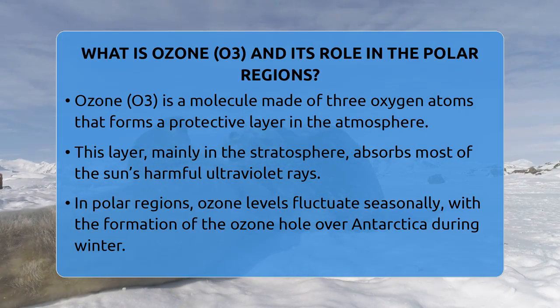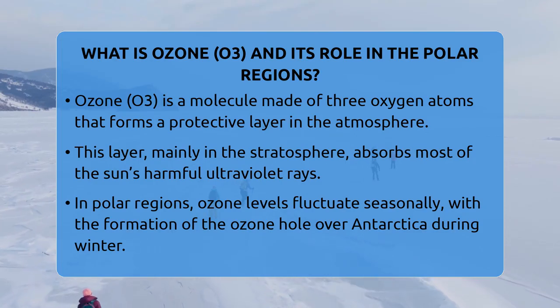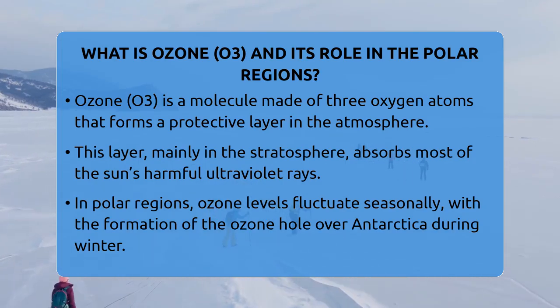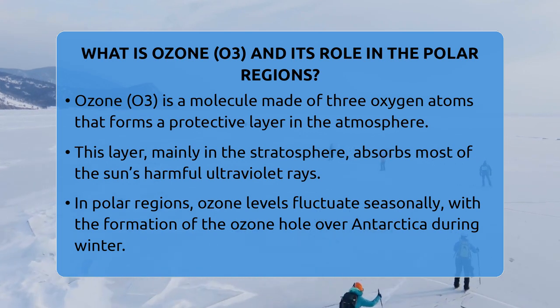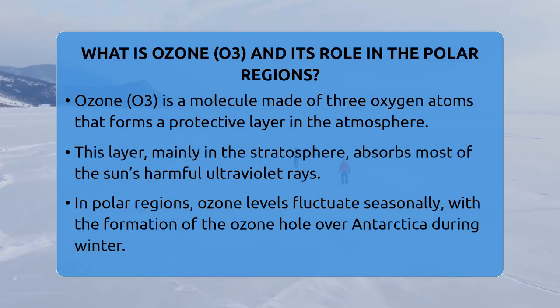It is a molecule made of 3 oxygen atoms, and it's mostly found in the stratosphere, which is about 10 to 50 kilometers above the surface. This layer is vital because it absorbs most of the ultraviolet radiation from the sun, protecting all living things on Earth. In the polar regions, ozone's role becomes even more interesting because of the extreme conditions there.